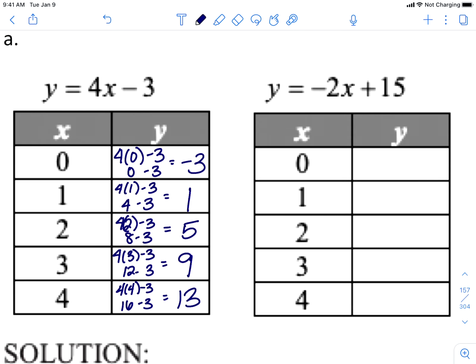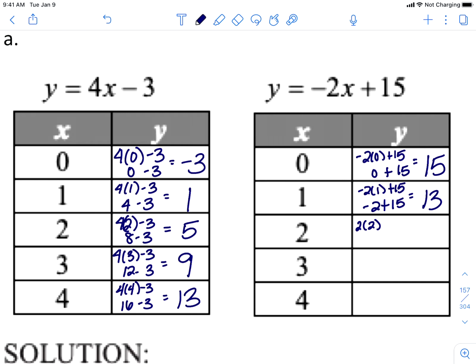Okay, let's do the next one. Here I have negative 2 times 0 plus 15. So that's going to give us 0 plus 15, which is 15. Negative 2 times 1 plus 15. So negative 2 plus 15, which is 13.